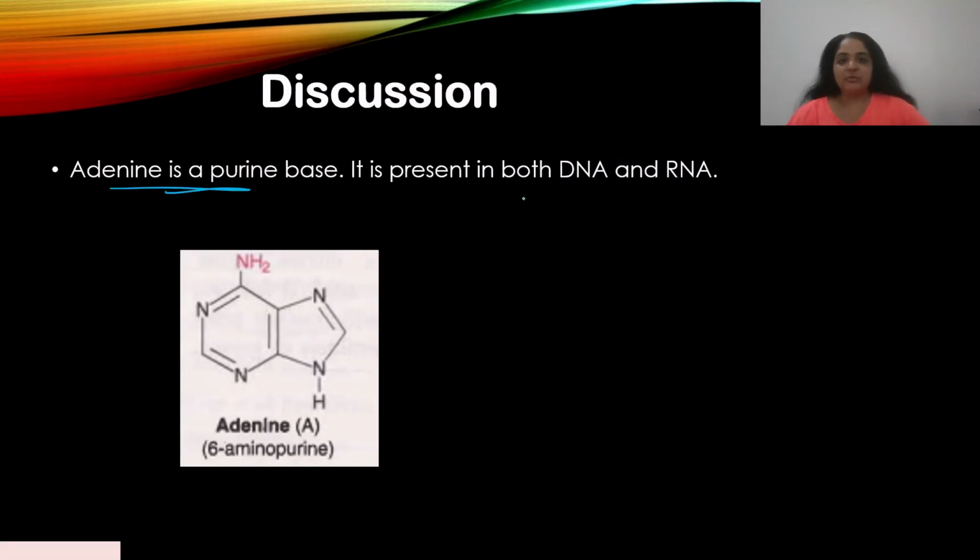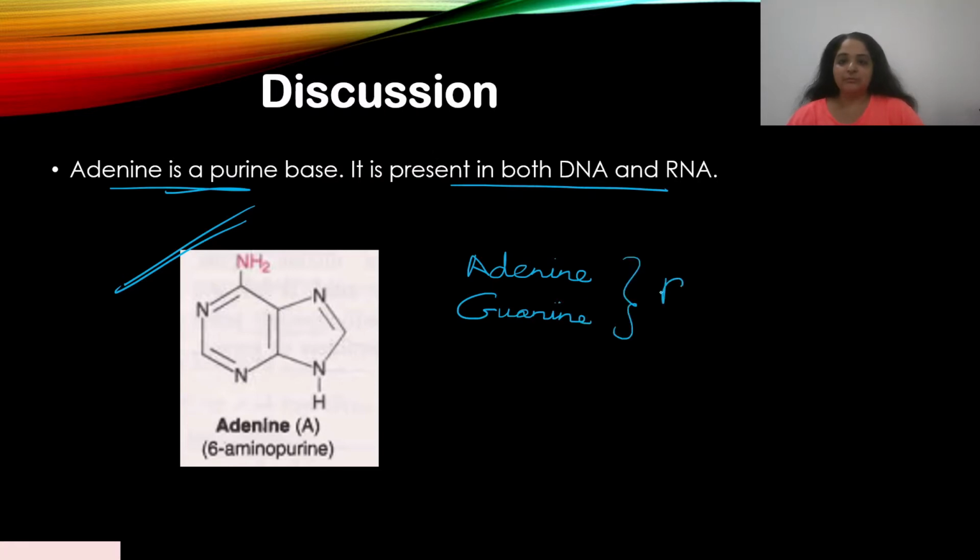So adenine is a purine base and it is present both in RNA and DNA. This is the structure of adenine. Adenine is one type of purine base. There's guanine, which is also another purine base. Below you see the structure of adenine. This was pretty direct and simple. So let's move on then.